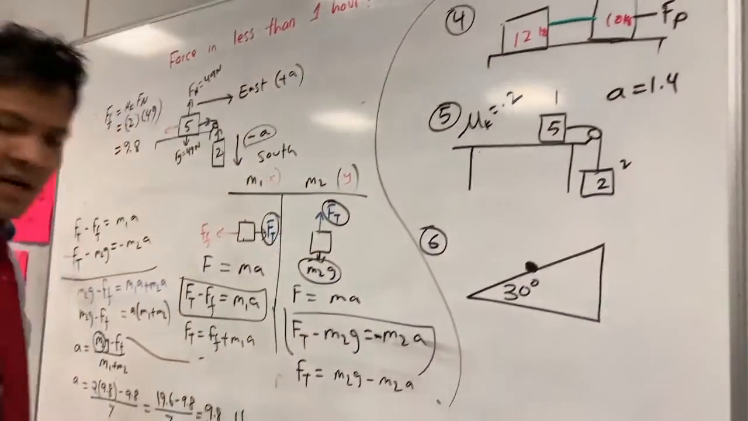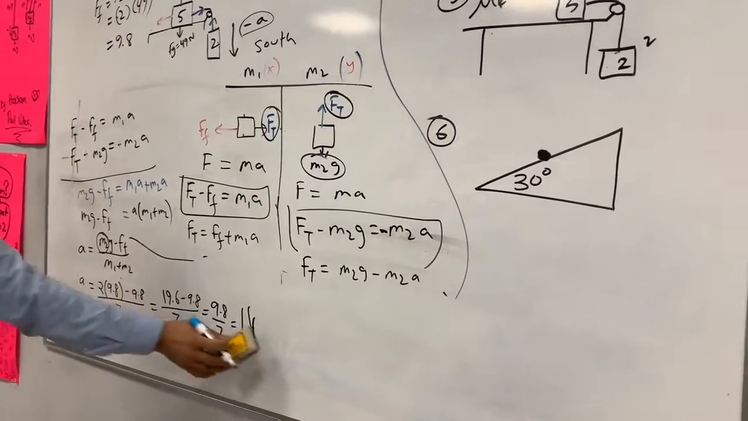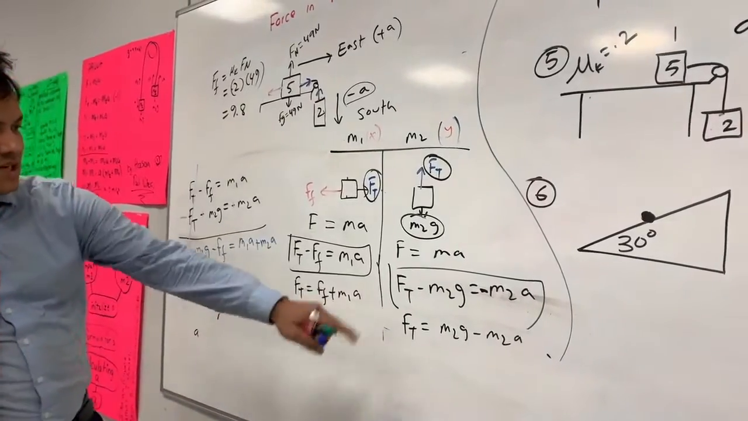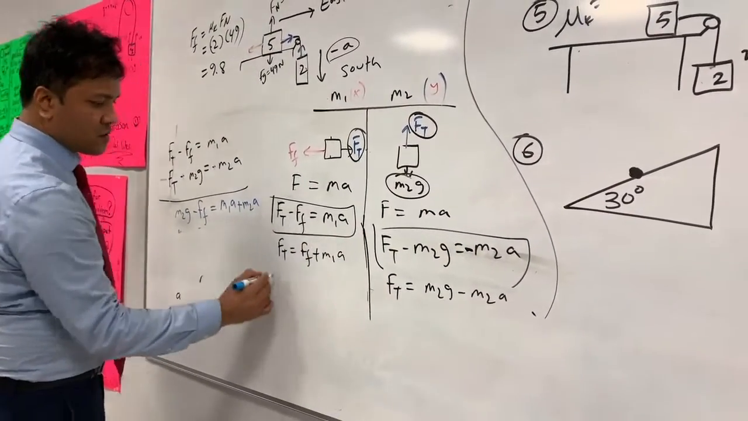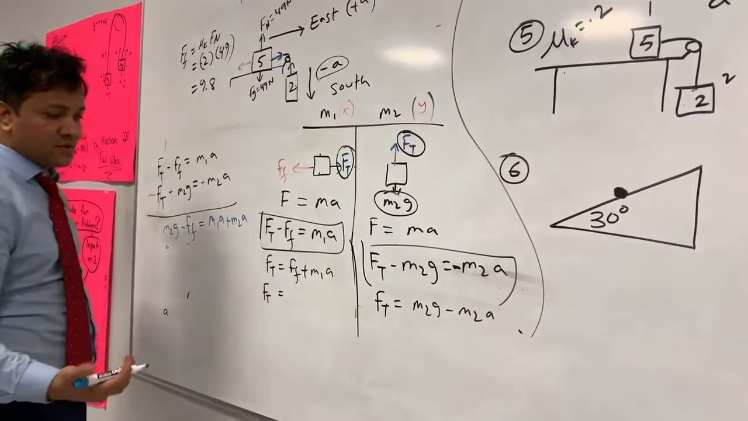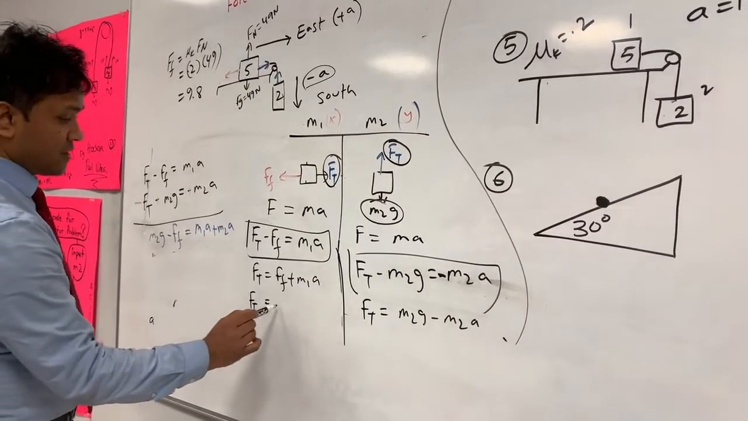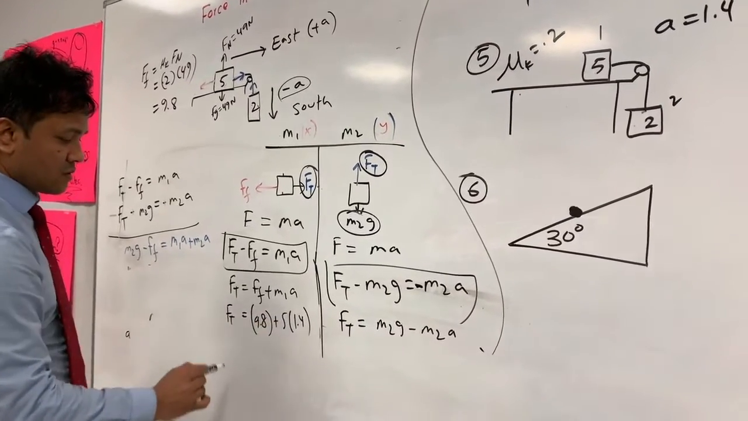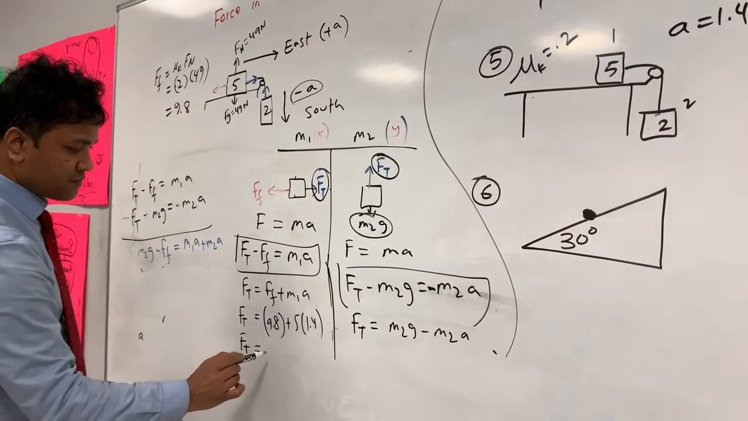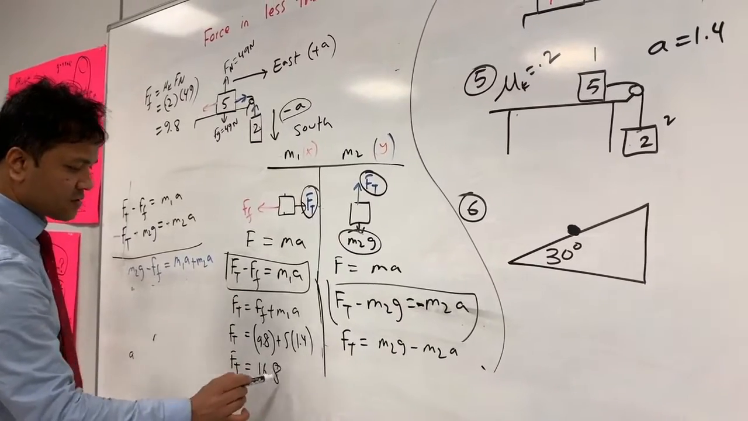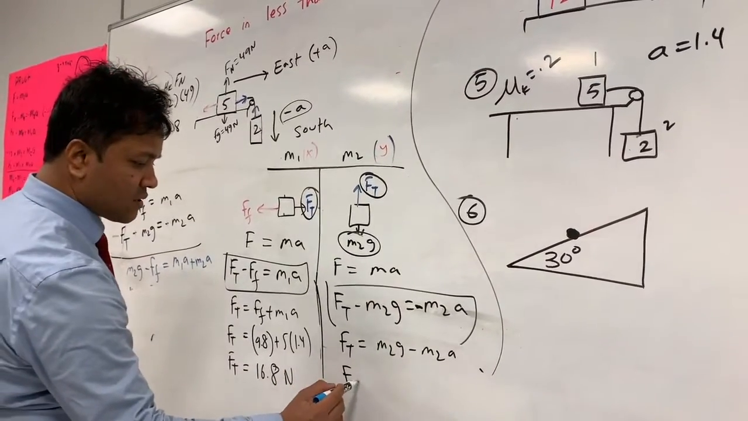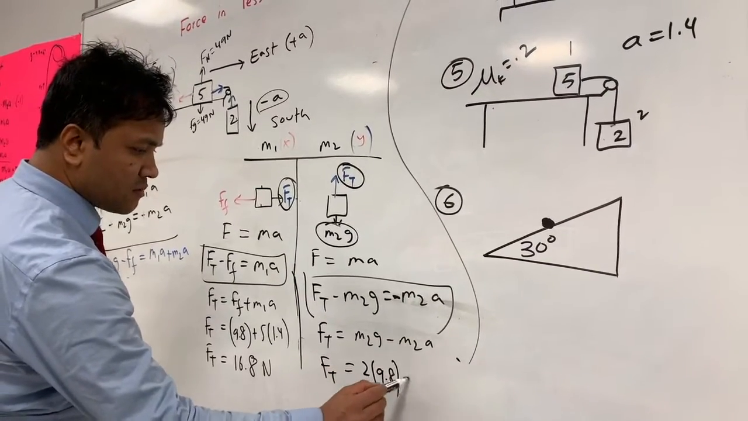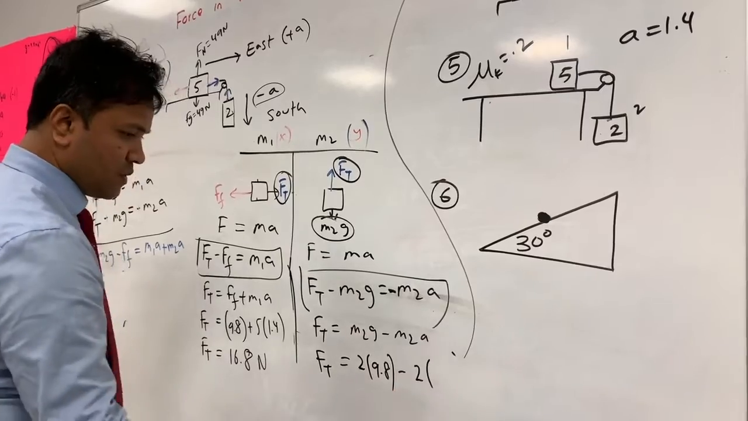Now we're going to see how much the tension force is. We have two formulas to calculate the tension force, this one and that one, so we're going to check both. Both of them have to be the same. Ft is equal to Ff, which is 9.8, plus M1, which is 5, times 1.4. So Ft is how much? 16.8 Newton. Let's see whether it is close to 16.8 here: M2 is 2, times 9.8, minus M2, which is 2, times 1.4.